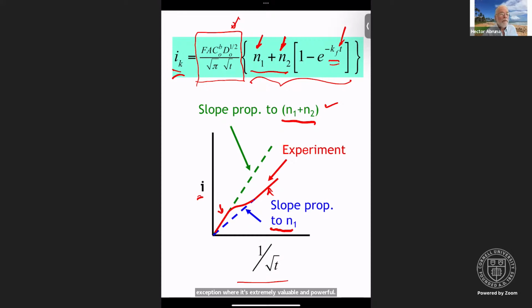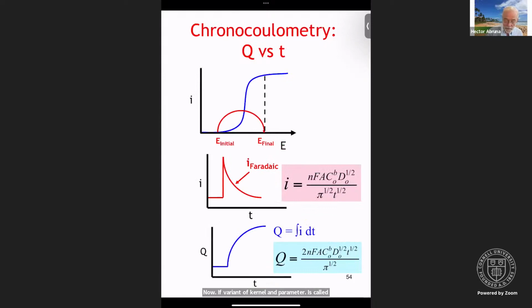Now, a variant of chronoamperometry is called chronocoulometry, which is really just a mathematical transform, right? So in chronocoulometry, we measure charge versus time, not current. But it's basically the same experiment. That is, we do a potential step from an initial potential to a final potential. We already know what the response to that will be, basically the Faradaic current, which is given by the Cottrell equation.